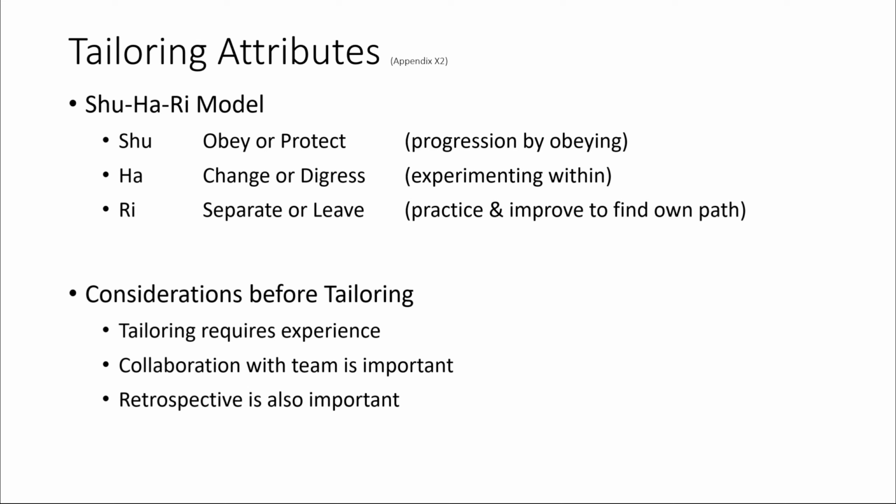Shu-Ha-Ri model. The Shu-Ha-Ri model of skills acquisition describes progression from obeying the rules. Shu means to obey and protect, before consciously moving away from the rules. Ha means to change or digress. And finally, through steady practice and improvement, finding an individual path. Ri means to separate or leave. We need to start and practice at the Shu level before we are ready to move to the Ha level to tailor the process, or the Ri level to invent a new custom process.